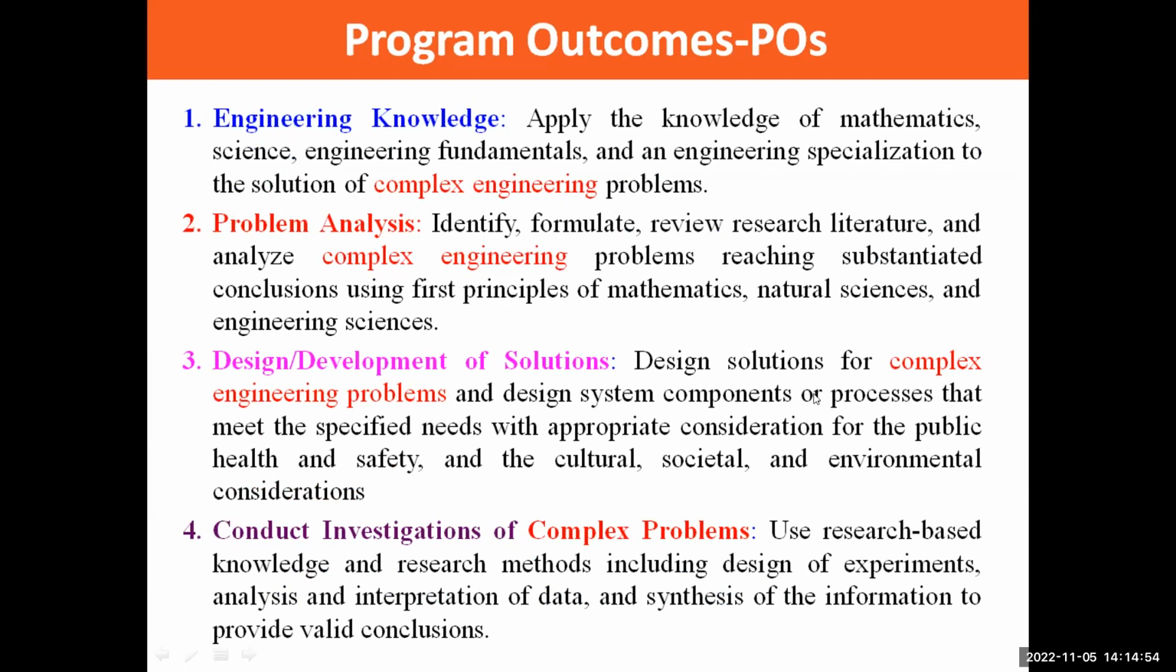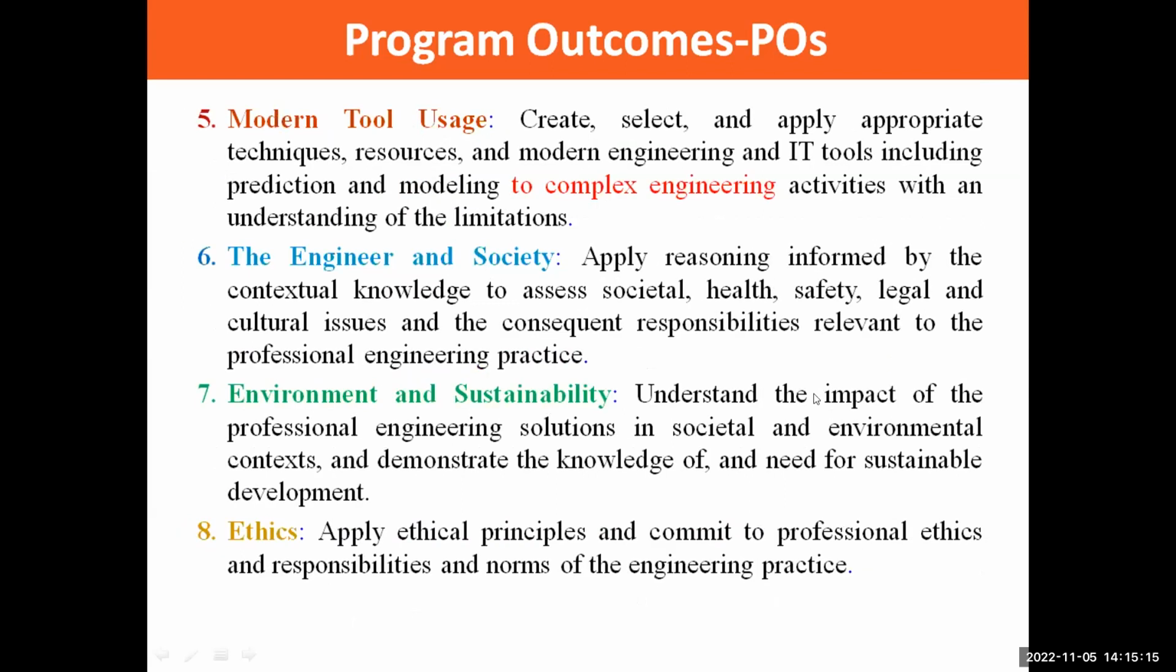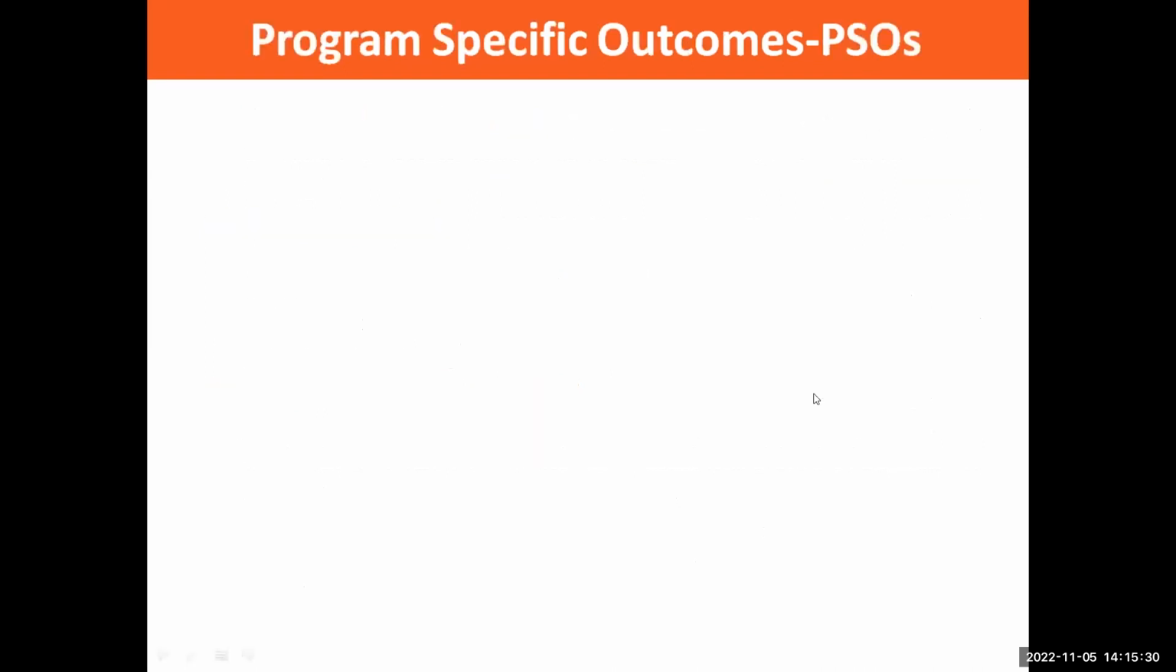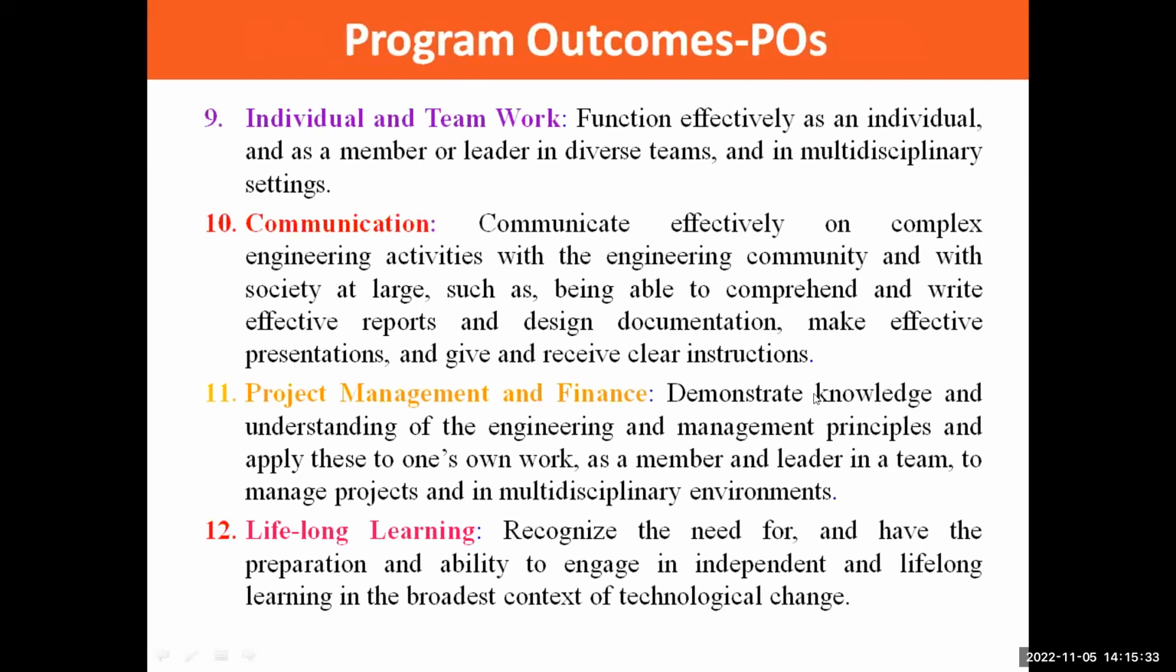No need to worry about that; I'm not going to read it line by line and bore you. Just understand that if it is an engineering program, 12 POs are there, ranging from engineering knowledge, problem analysis, design and development of solutions, conduct investigation of complex problems, modern tool usage, the engineer and society, environment and sustainability, ethics, individual and teamwork, communication, project management and finance, and then lifelong learning. These are the 12 POs given by the National Board of Accreditation for the graduates of engineering.